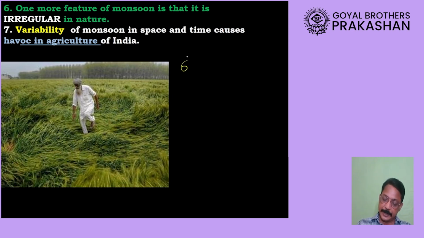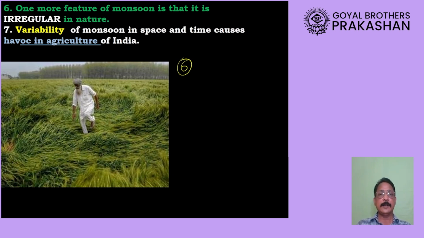The sixth characteristic: rainfall in India is irregular. When we say irregular, we mean with respect to time. What does exactly that mean? It means that when rainfall arrives in June at the coast of Kerala, we cannot say with 100% guarantee that it will definitely come on 1st June. It might be delayed or it might arrive early. We call this characteristic irregular.